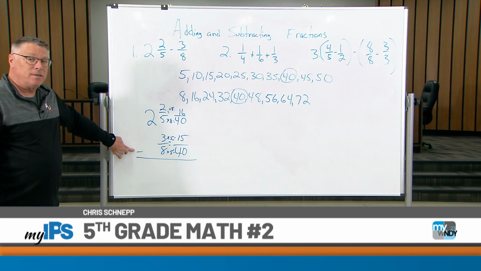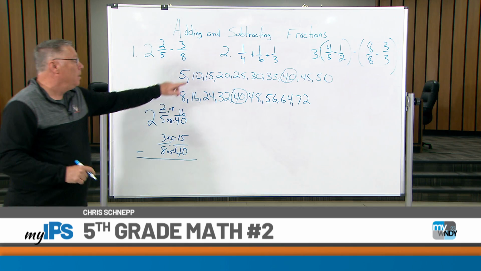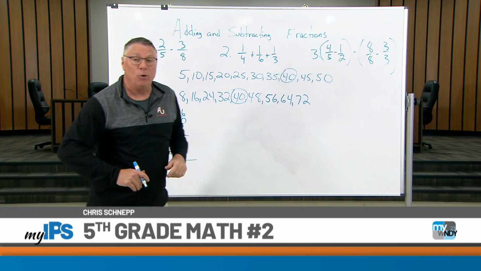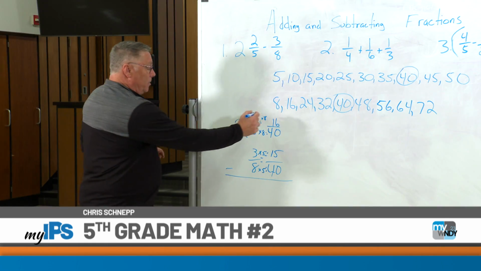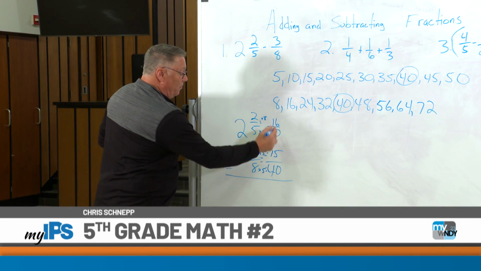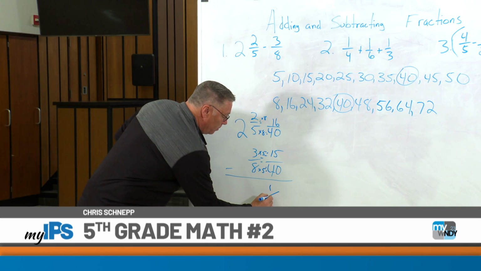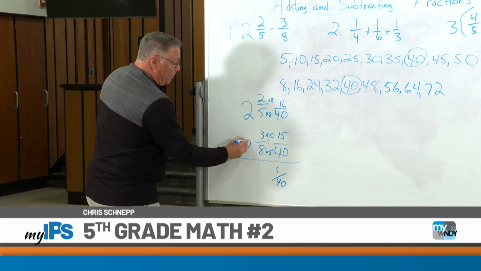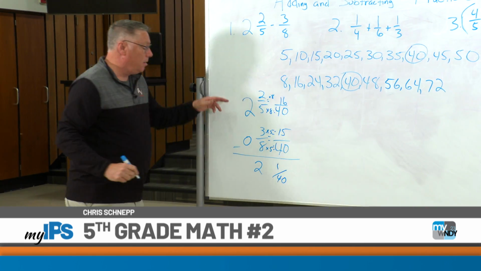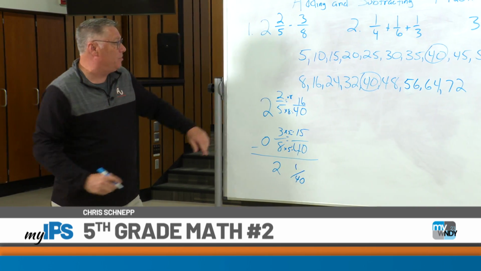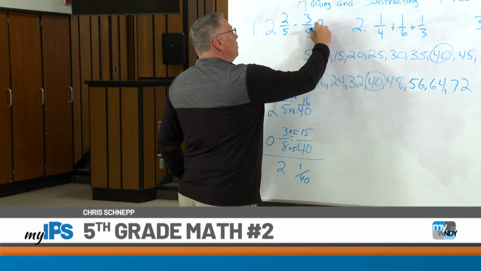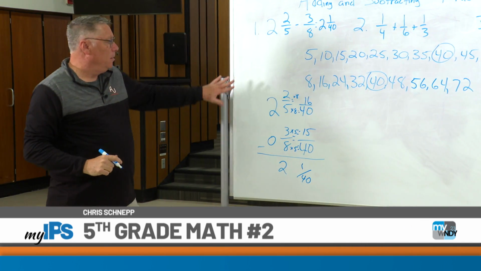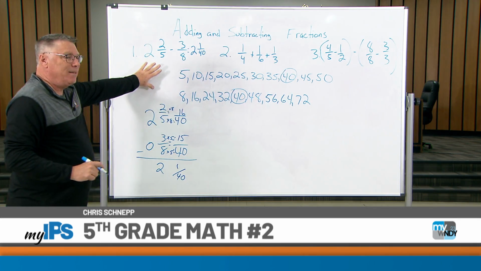Now remember, this is a subtraction problem, and it's very important that you pay attention to details because some problems are subtraction and some are addition. So I'm going to subtract: 15 minus 16 is 1. And since there's not a number here for the whole number, that's the same as 0. So the answer for this first problem is 2 and 1/40. Just find your least common multiple. That's the easiest way to do it.